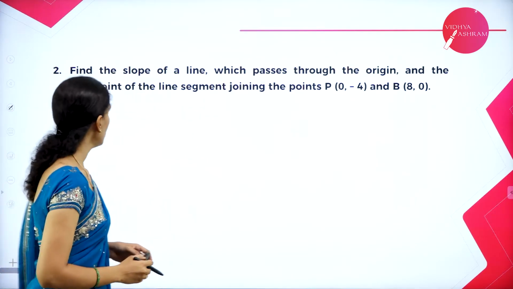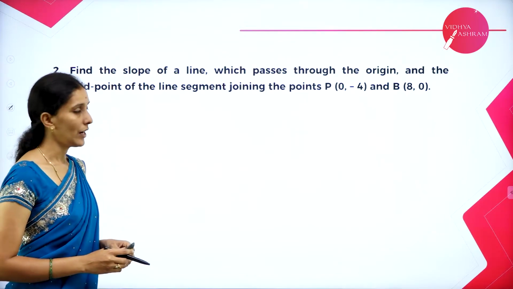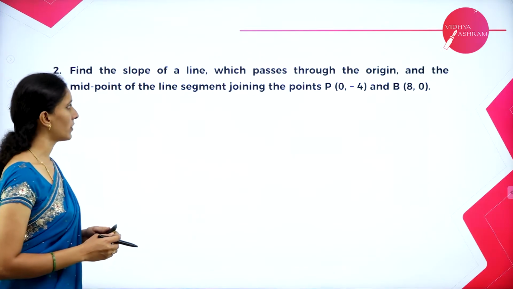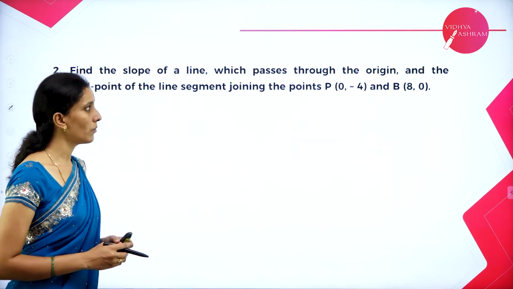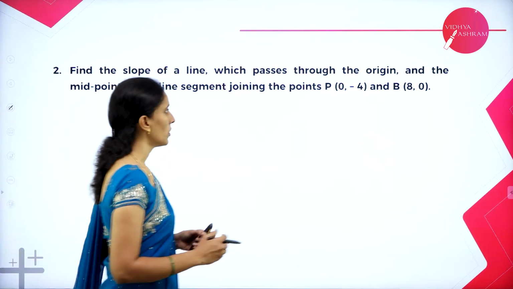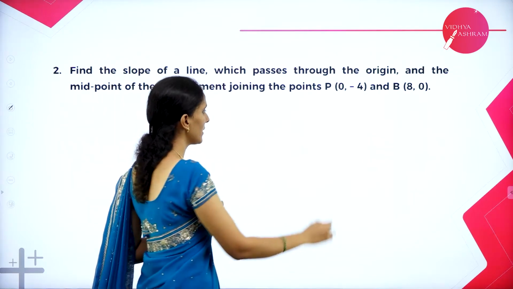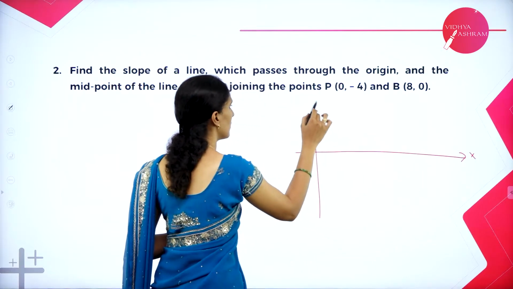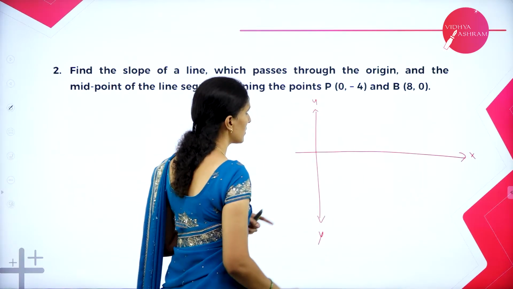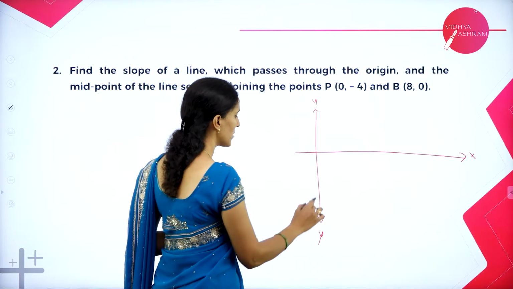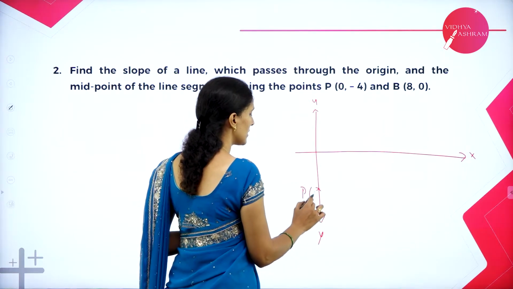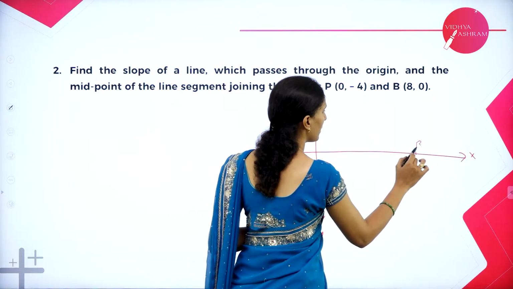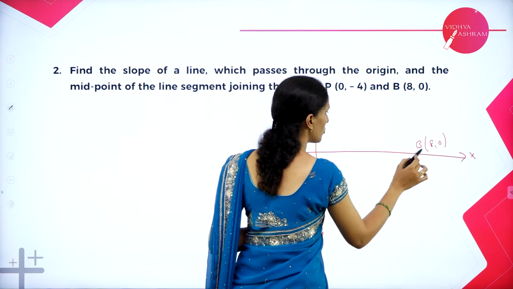Next we have a question. Find the slope of a line which passes through the origin and the midpoint of the line joining the points P(0, -4) and (8, 0). Let us write this in a coordinate system. So you have the x-axis and y'-axis. Since the point is (0, -4), somewhere here is your point (0, -4). And for (8, 0), somewhere here I will take B as (8, 0). So this is a straight line.